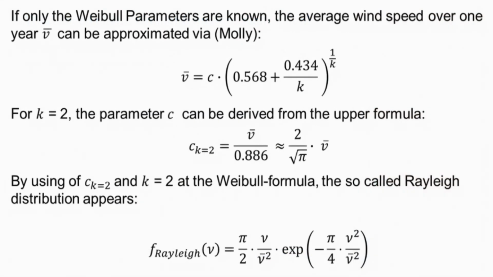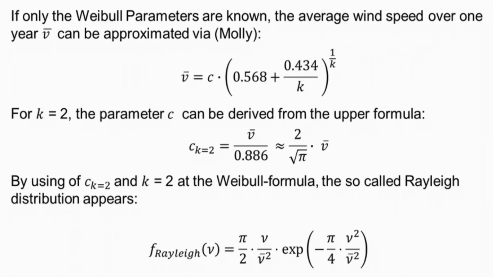If we know those Weibull parameters, there is a formula to translate it into the average wind speed developed by Molly. This is given here, c times brackets 0.568 plus 0.434 divided by k as exponent 1 divided by k. If we use k equal to 2, which is very typical for Germany, then we have this formula. So this is 2 divided by the square root of pi times the average wind speed.